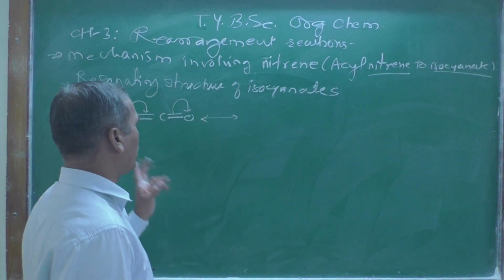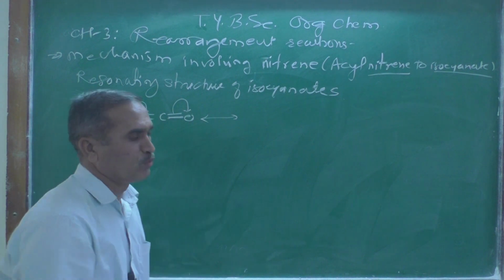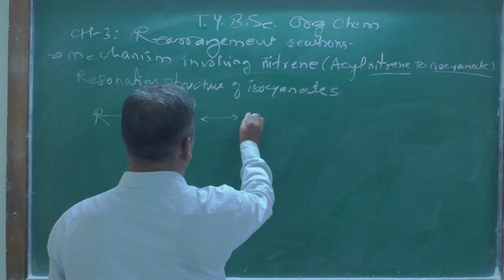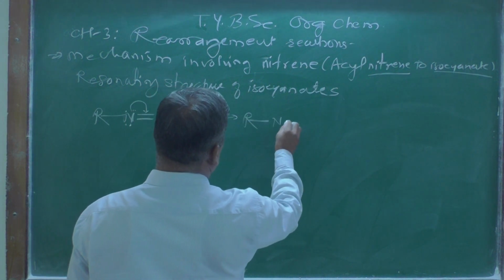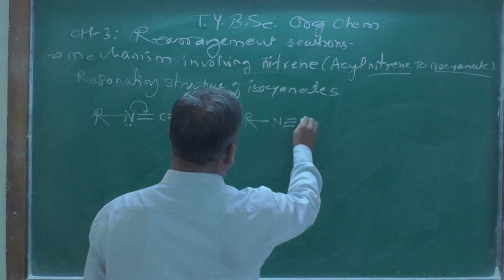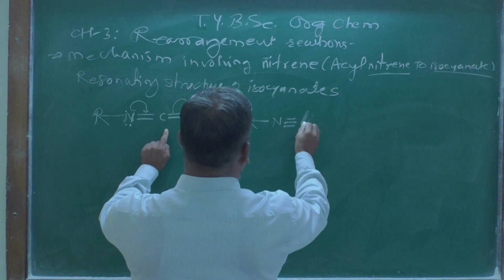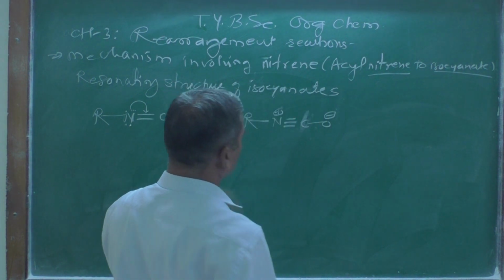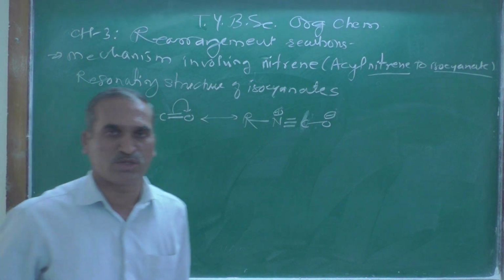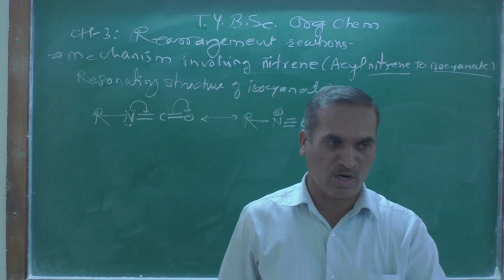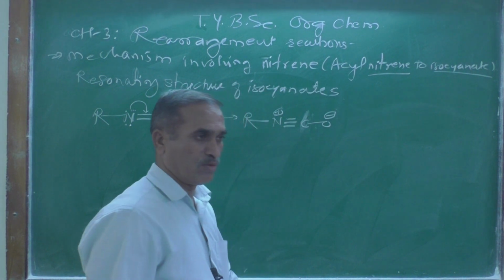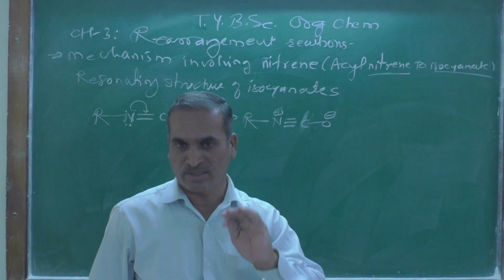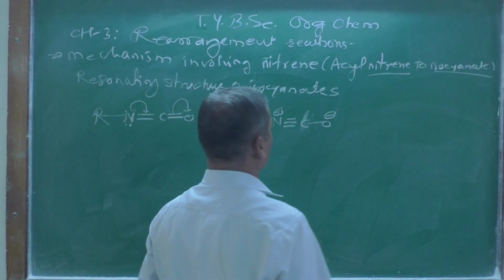The double headed arrow clearly indicates that there are two ways to draw the same delocalized structure. Like this, we are going to get N triple bond C, then O with a negative charge, and here there must be a positive charge. Why am I putting a positive charge on the nitrogen atom? Because the bonds of the nitrogen atom exceed the normal number. The normal bond number of nitrogen is 3, now it is 4, and that's why there is a positive charge.